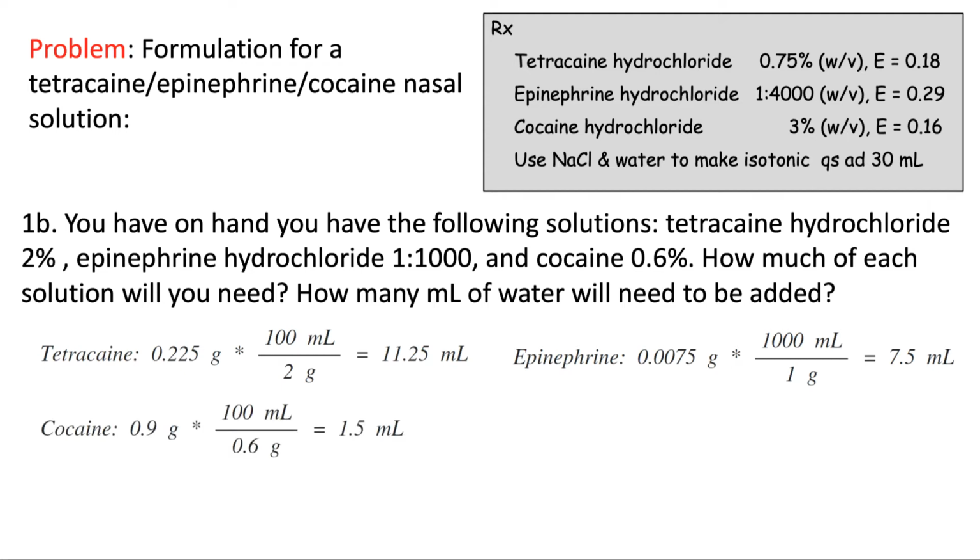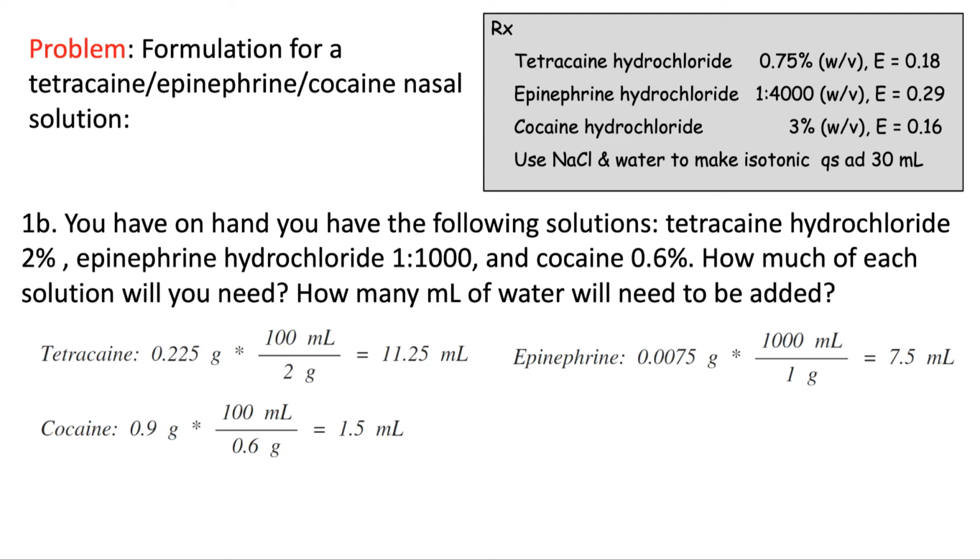Our third ingredient was the cocaine, and our target was 0.9 grams. We'll multiply it by its concentration, which was 0.6%. So we'll multiply by 100 milliliters on top over 0.6 grams in the denominator. That way the grams will cancel, and our final value there when we multiply across would be 1.5 milliliters.